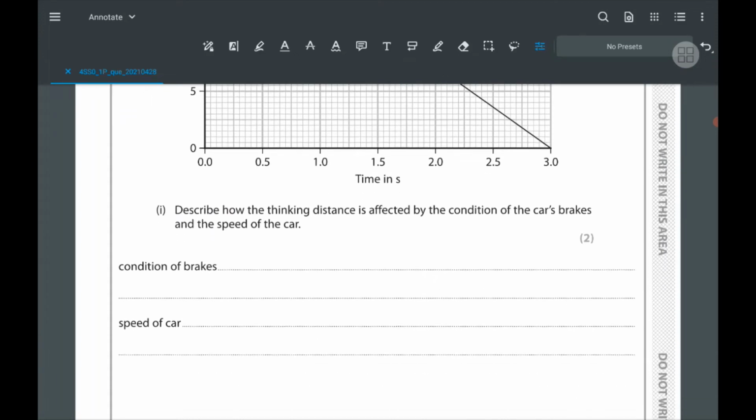Describe how the thinking distance is affected by the condition of the car's brakes and the speed of the car. Now, if you think about how it is affecting exactly, the car's brakes would only affect the braking distance. It is not affecting the thinking distance. They are asking us to describe how the thinking distance is affected. Condition of the brakes has no effect on thinking distance.